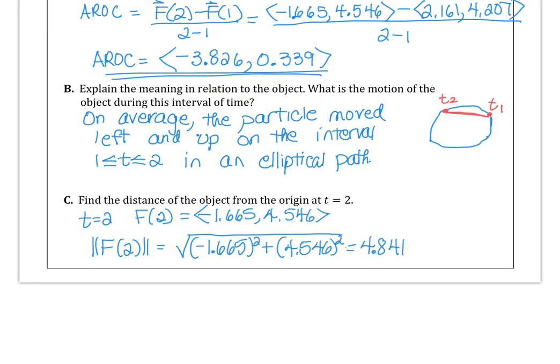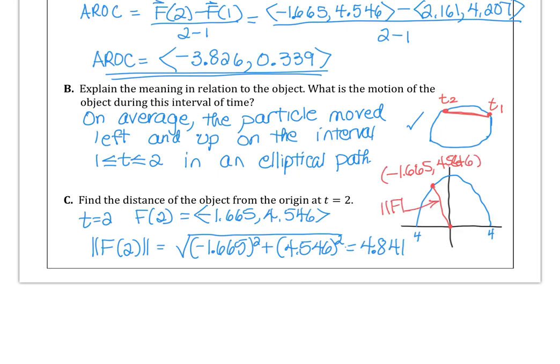4.841. And if you looked carefully on your calculator at that elliptical pathway, if this is 4 and this is 4, I didn't do such a hot job drawing up here. We know that from the origin out to that point, negative 1.665, 4.546, this is the magnitude, which is the vector going there.